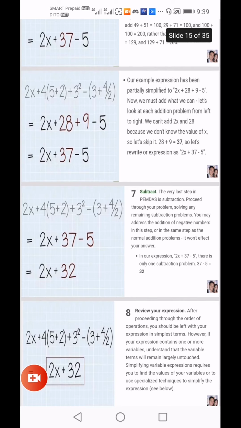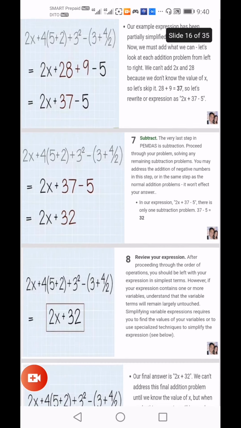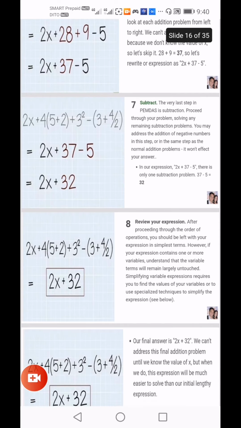Number 7. Subtract. The very last step in PEMDAS is subtraction. Proceed through your problem, solving any remaining subtraction problems. You may address the addition of negative numbers in this step, or in the same step as the normal addition problems. It won't affect your answer. In our expression 2x plus 37 minus 5, there is only one subtraction problem. 37 minus 5 equals 32.